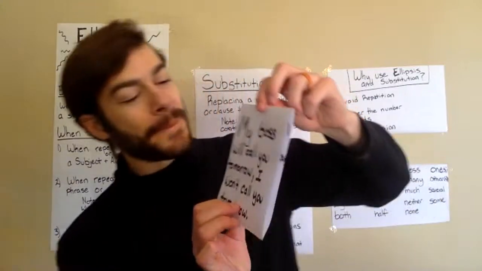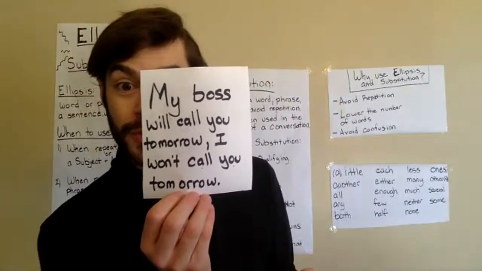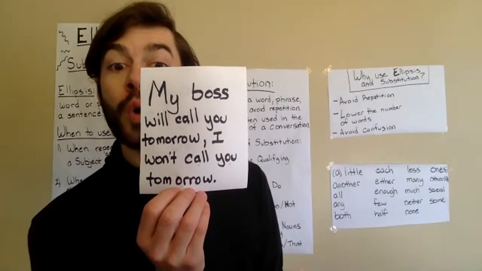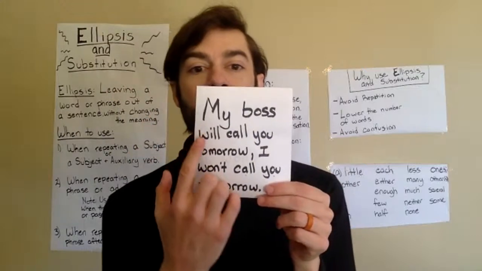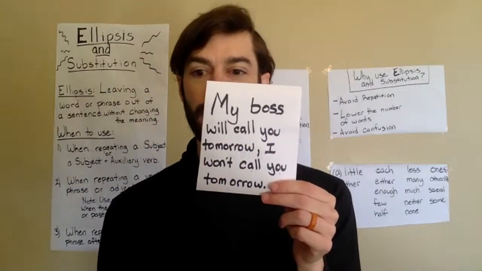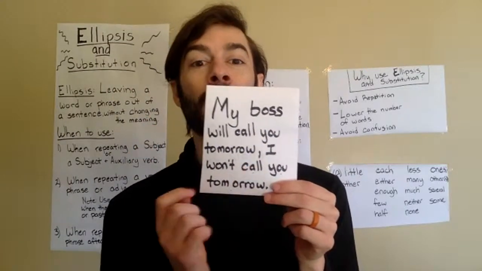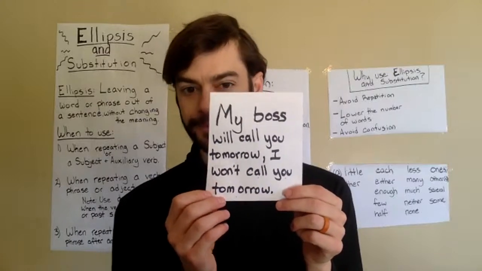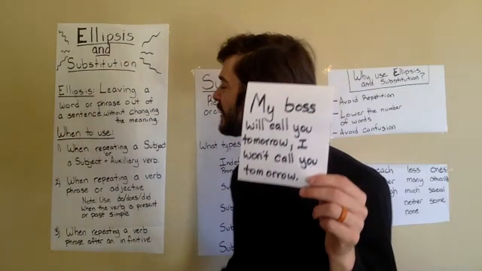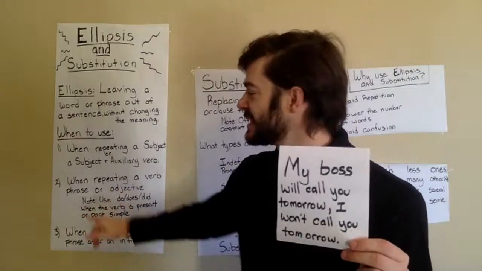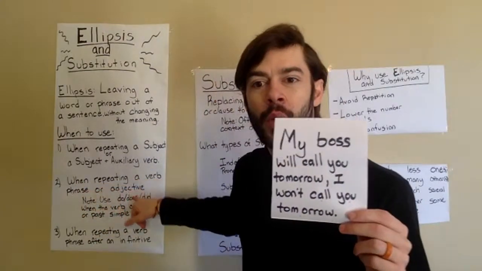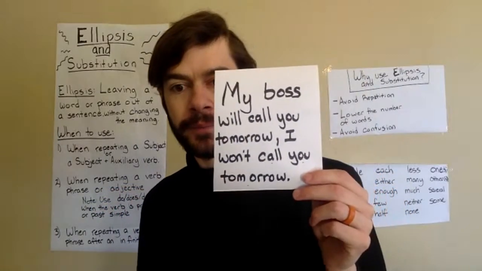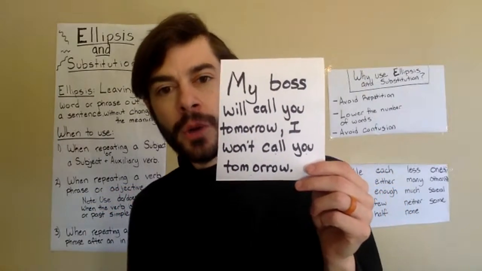So, my boss will call you tomorrow. I won't call you tomorrow. My new boss will call you tomorrow. I won't call you tomorrow. So, we have an ellipsis here, and I'll give you a hint. It's either a repeating of a verb phrase or adjective. What are we repeating here?